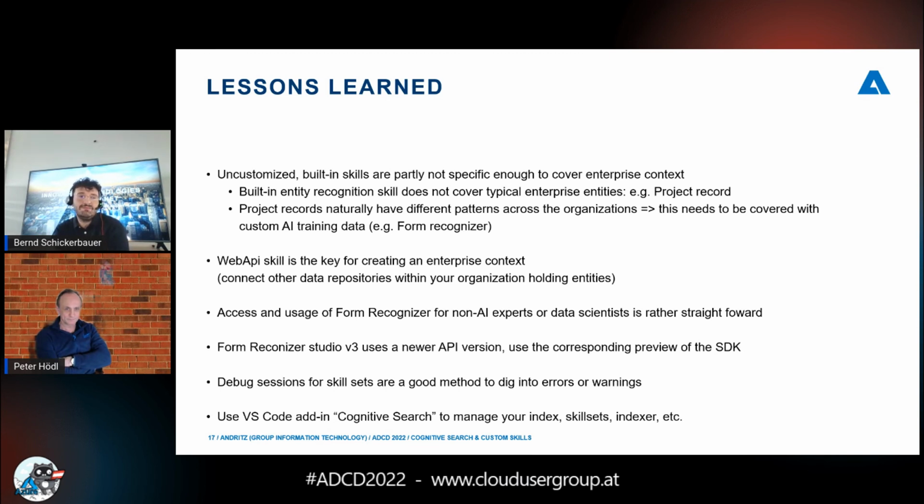At the same time, the web API skill is obviously key for so many things, and basically for creating an enterprise context, because it enables you to connect to so many different data sources, which I guess you naturally have, because usually you have a very wide application landscape. The web API skill basically lets you indirectly connect there to find and look up relevant other major entities in your organization.